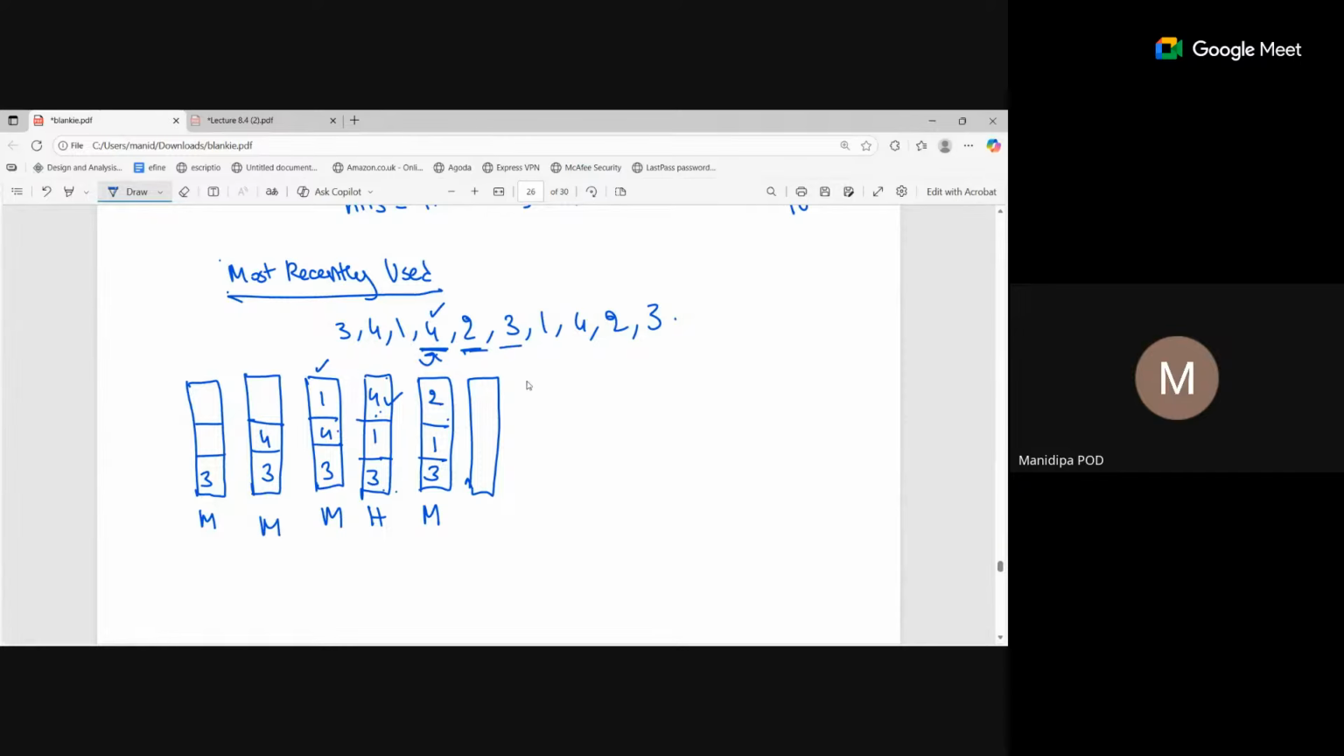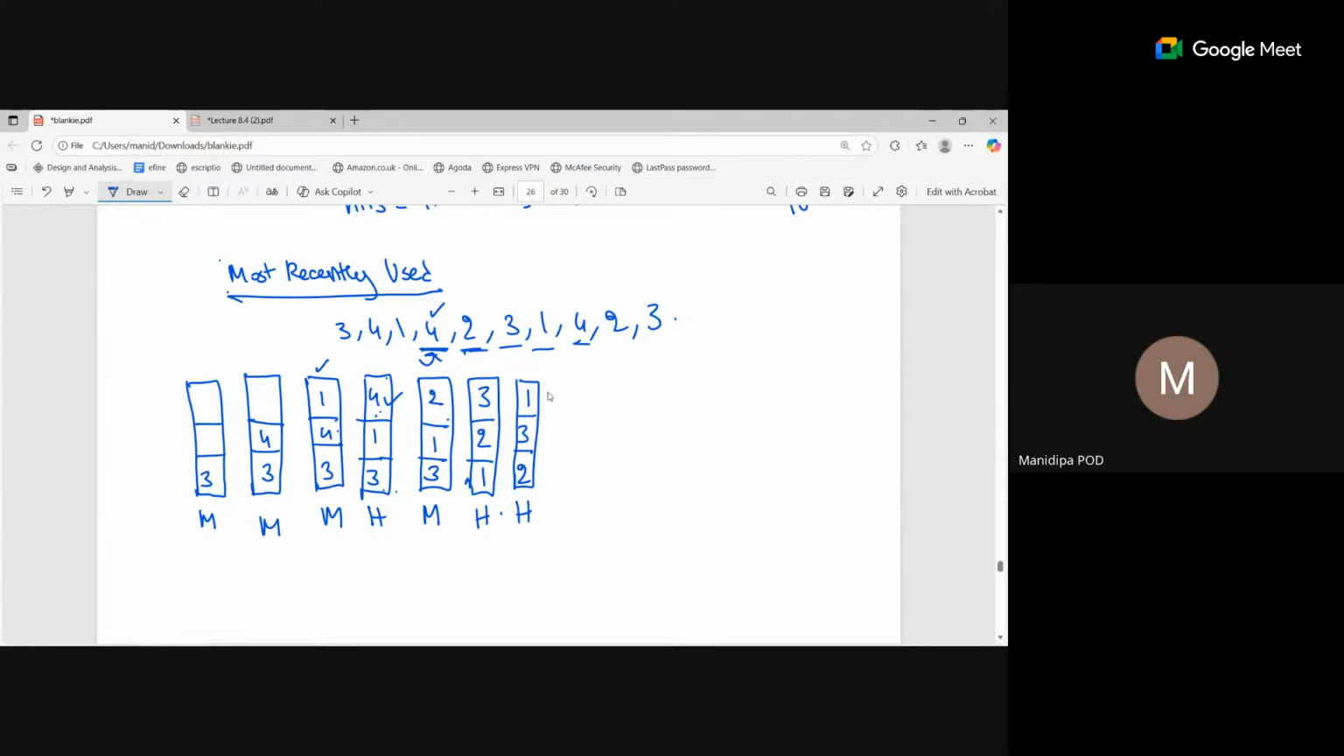Next, if I have 3, is it a hit or a miss? A hit. Ma'am, it will be 3, 2, 1. Correct. This is the hit. Next is 1: 1, 3, 2. Hit. So 1 became most recently used, then 3, then 2.